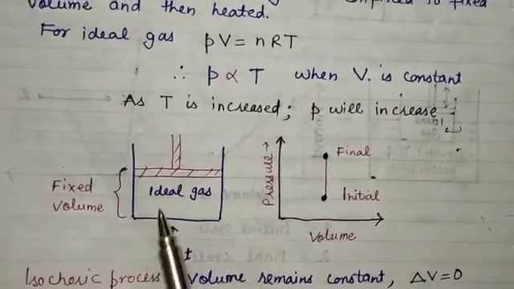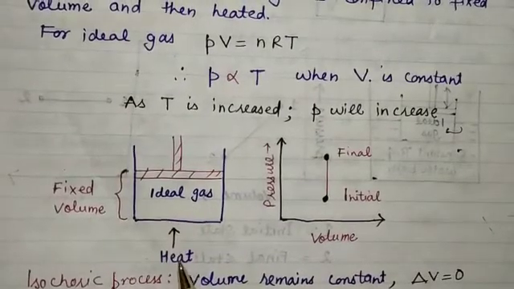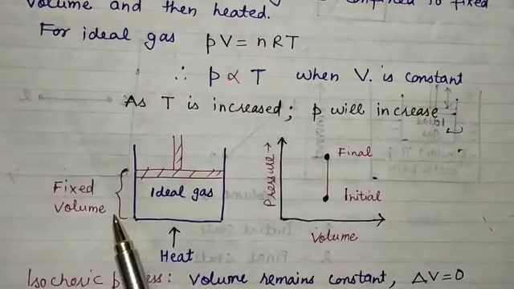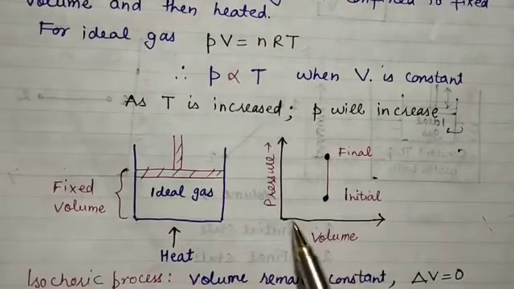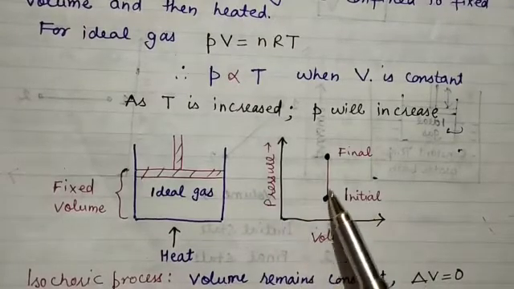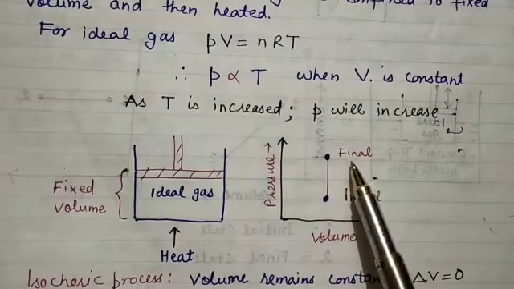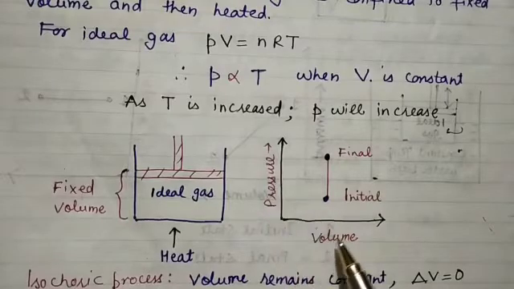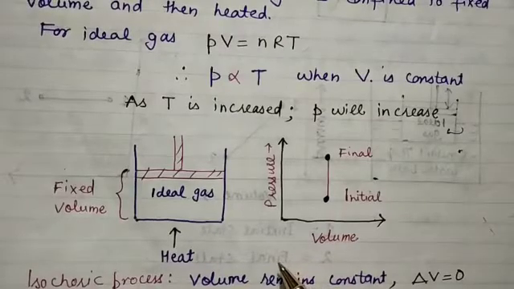Here you can see the volume of this container is fixed, having ideal gas, and if we supply heat, then you will see on the pressure volume graph that the volume will remain constant from the initial state to the final state. It is independent of the pressure. Pressure is going to increase, but volume is fixed here. So that type of process is called the isochoric process.